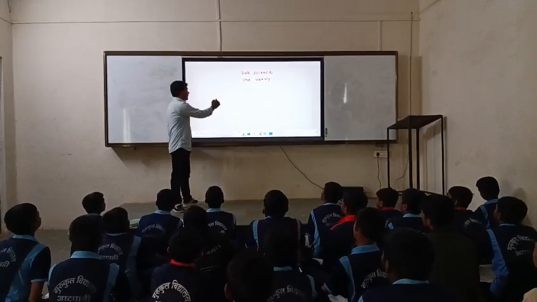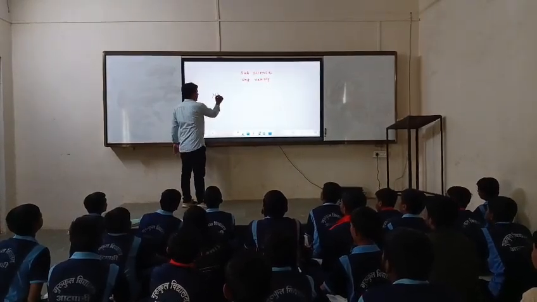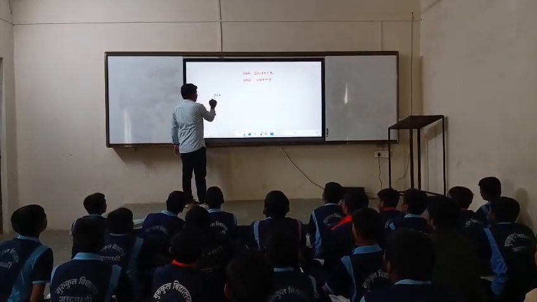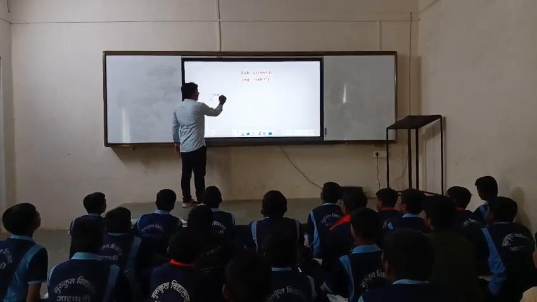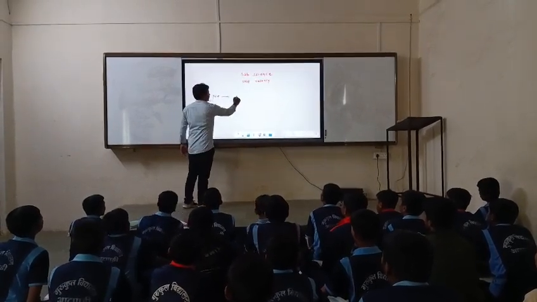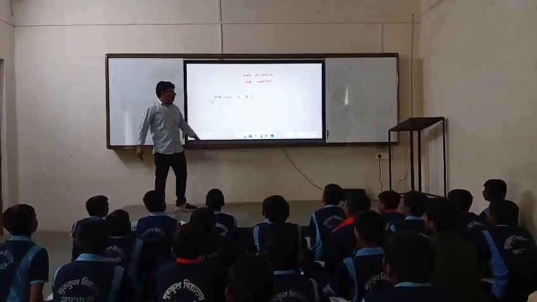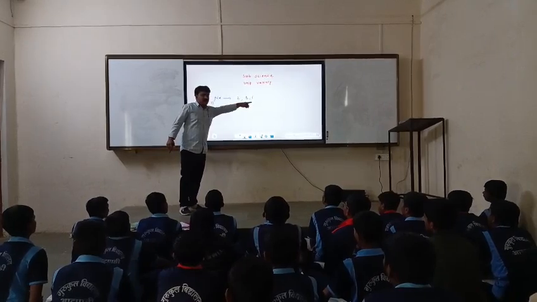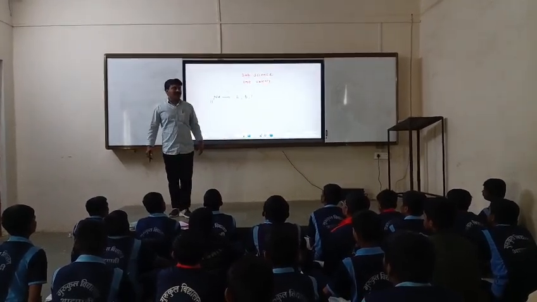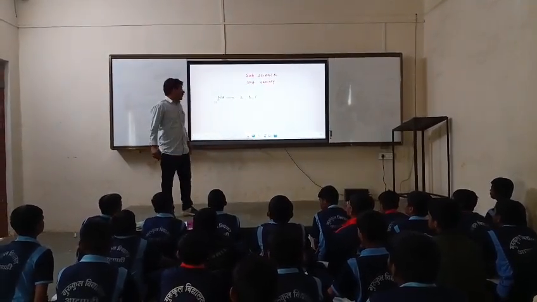For example, sodium element. Its atomic number is 11. Its electronic configuration is 2, 8, 1. Hence, the outermost electron is 1. Hence, its valency is also 1.